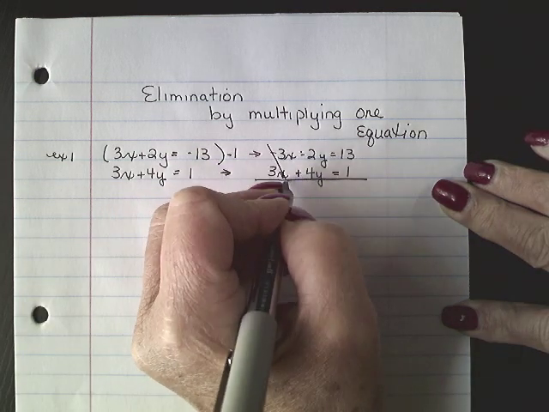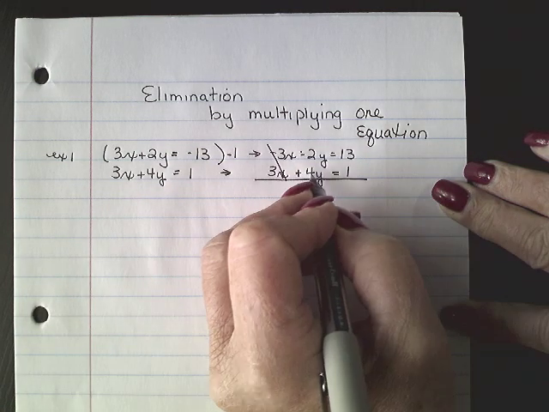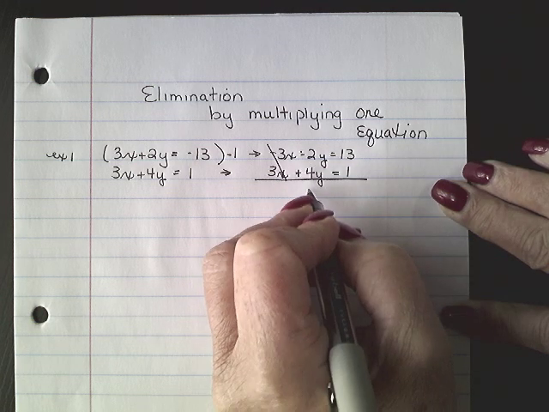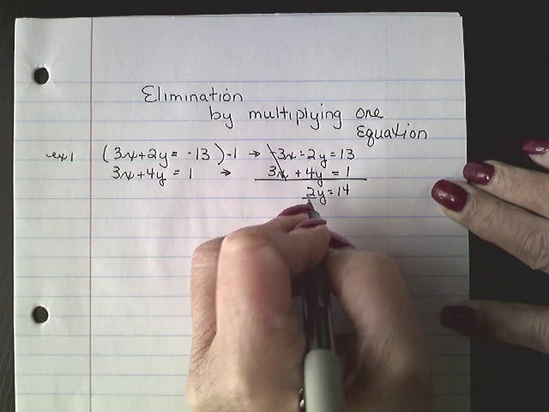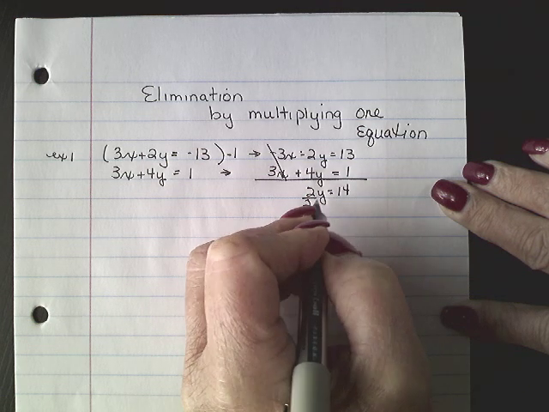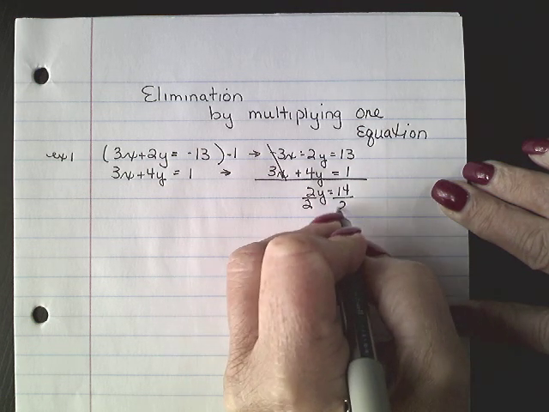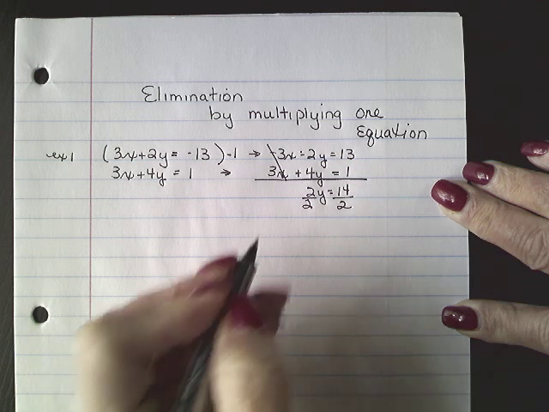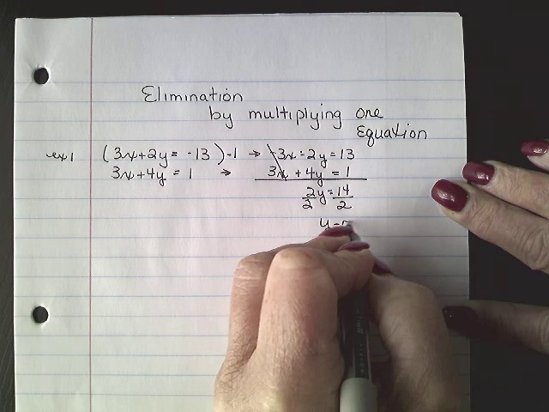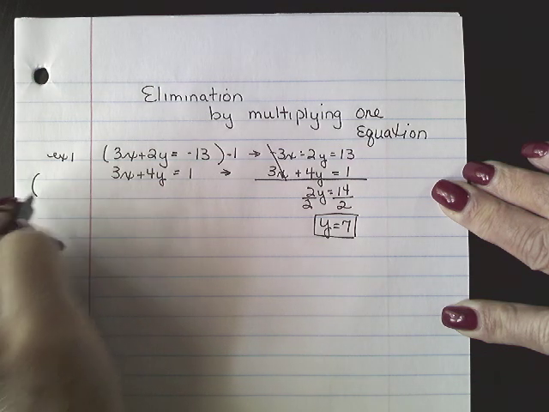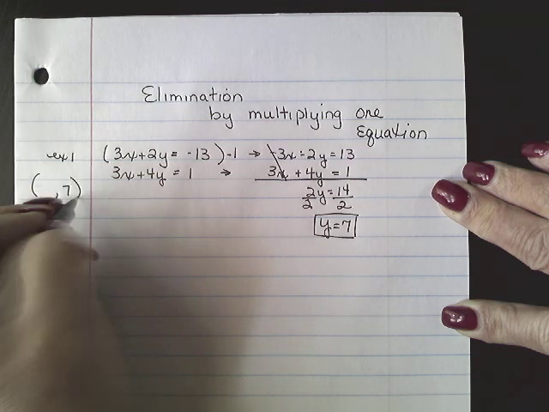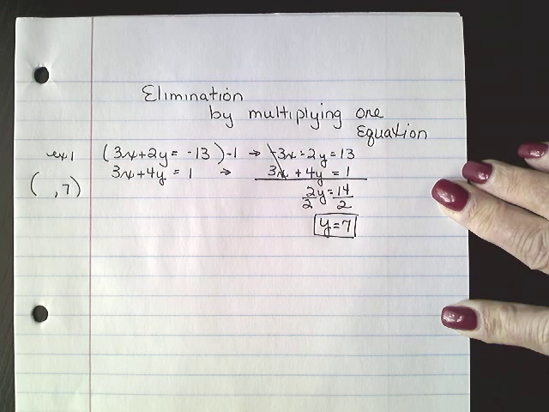Okay, so these are now going to cancel each other out. We have 4 plus negative 2, which is 2y equals 14. Divide both sides by 2. And y is equal to 7. Now y is equal to 7. Come over right away and put that in your ordered pair as y, not x.